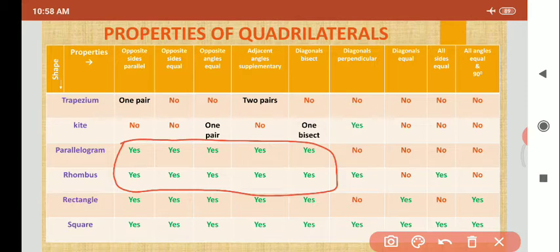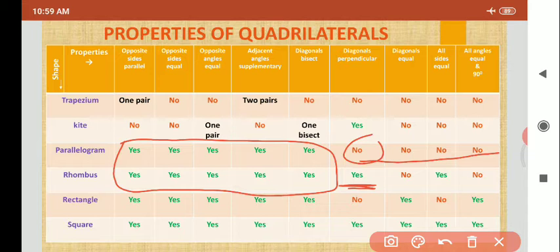You can check it, and these are no. Understand? So it means every rhombus is always a parallelogram. Every parallelogram is not a rhombus. Why? Because in a rhombus we check its diagonals are perpendicular, but in a parallelogram diagonals are not perpendicular. It means rhombus has more properties than parallelogram.